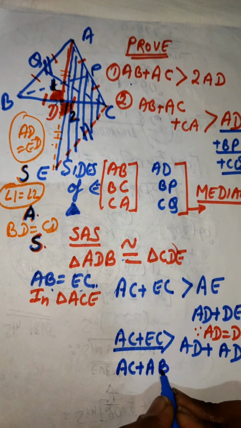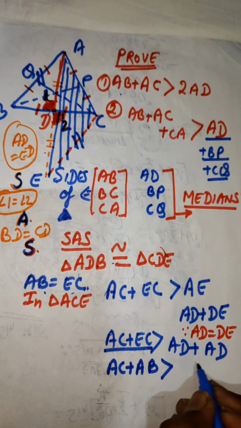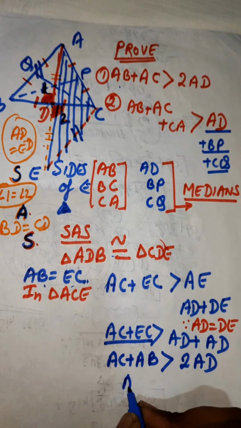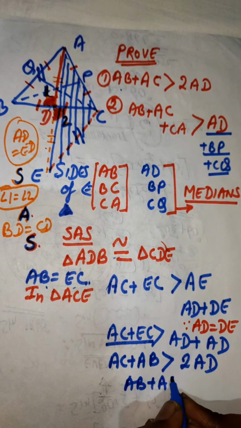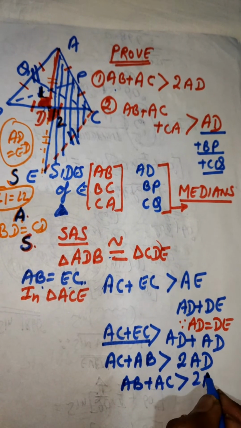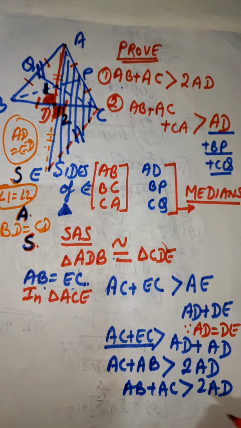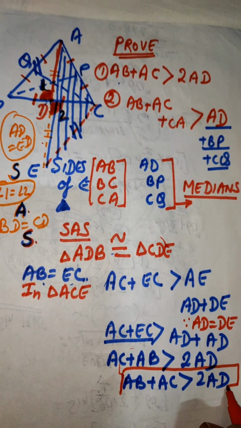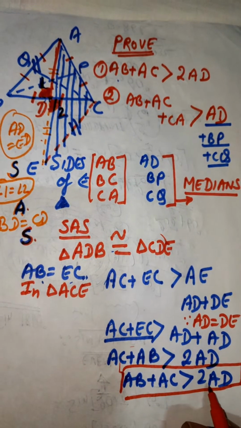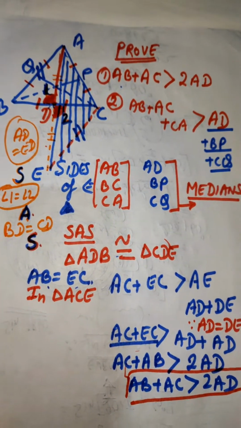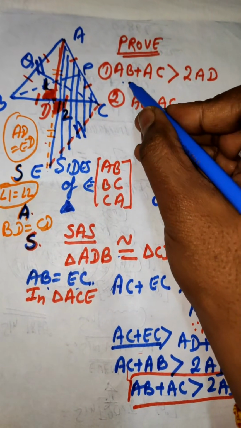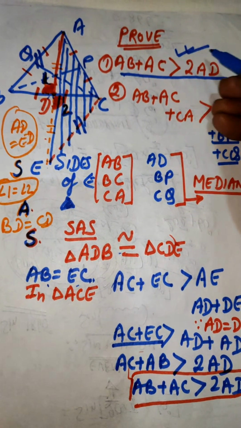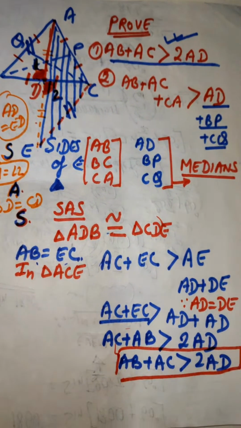AC plus AB is greater than AD plus AD, that means 2 times AD, or just change the sequence to get AB plus AC is greater than 2 times AD. So we have proved the sum of two sides of this triangle is greater than 2 times the median. So the first part of this question is solved. AB plus AC is greater than 2 times AD. This is proved, right? Coming on to the second part.